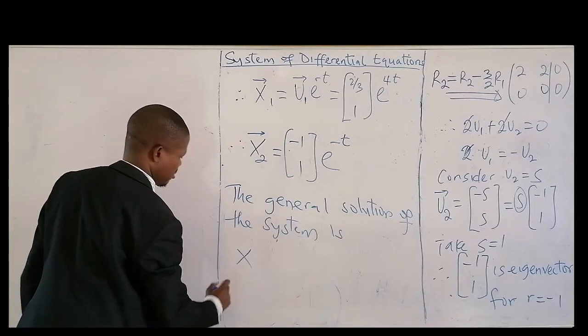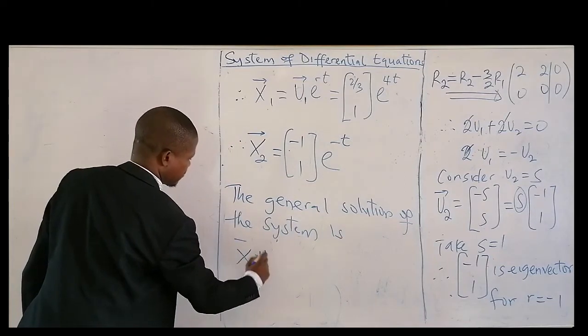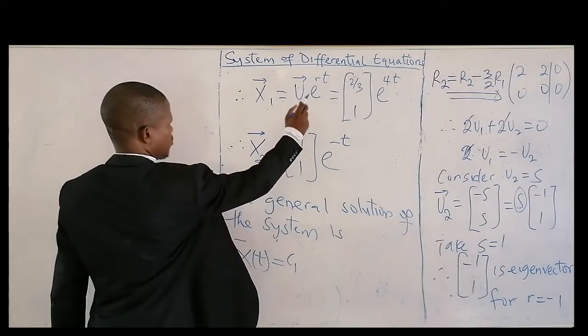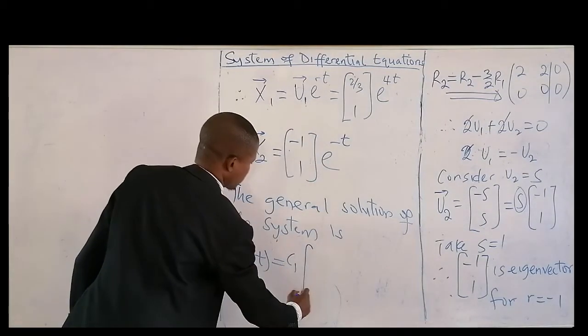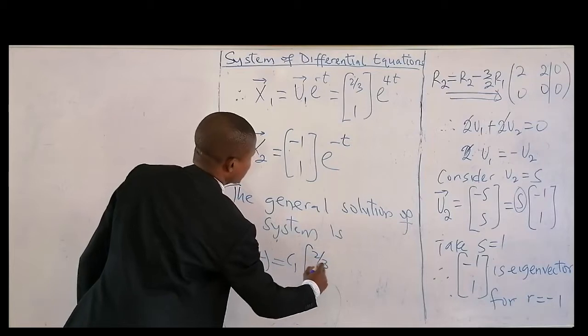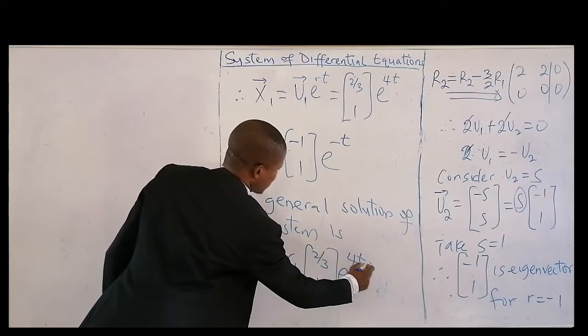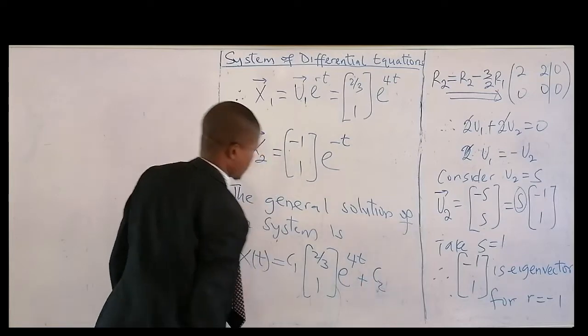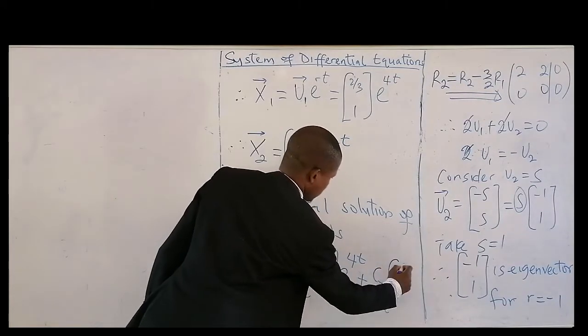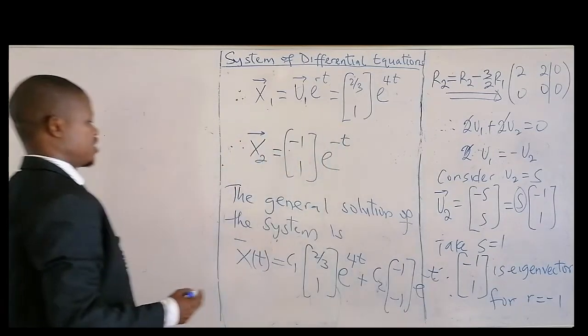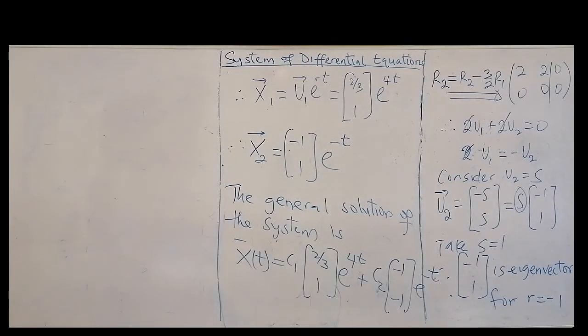So the general solution of the system is x as a function of t equal to c1 times the first solution, which is 2 over 3, 1, then plus c2 times the second solution. So that's the general solution of the system.